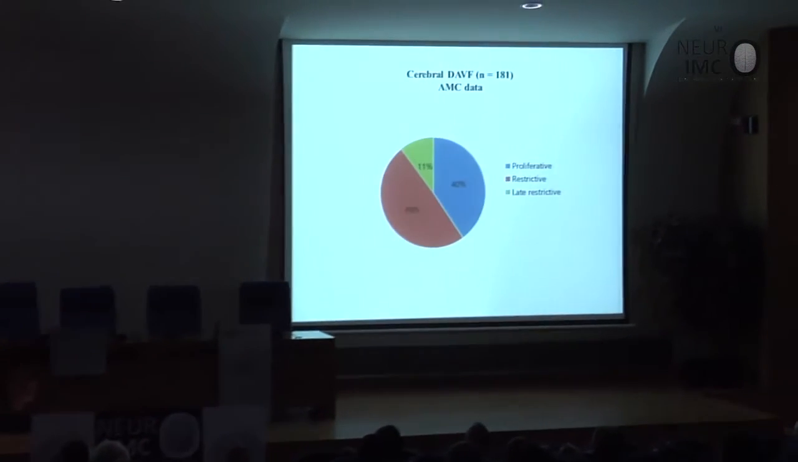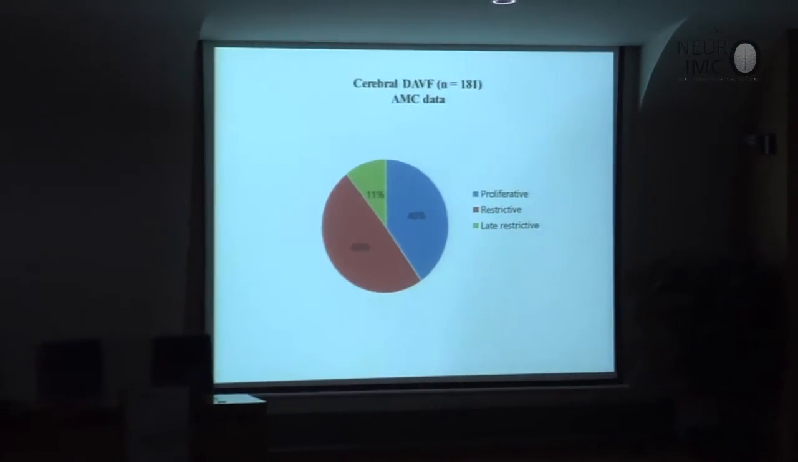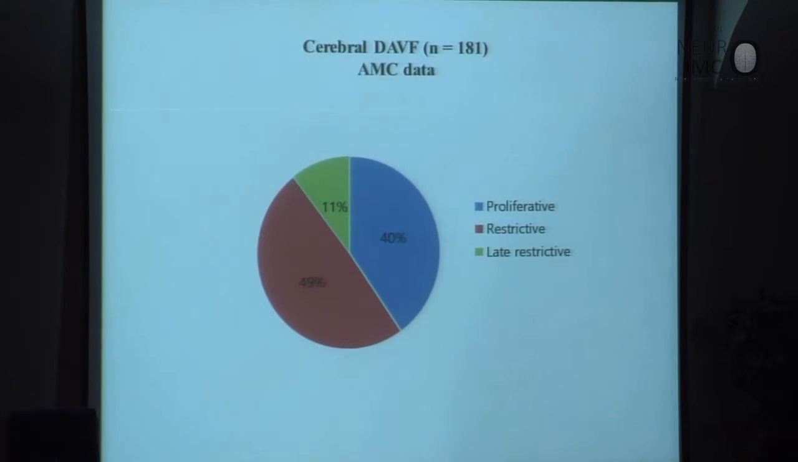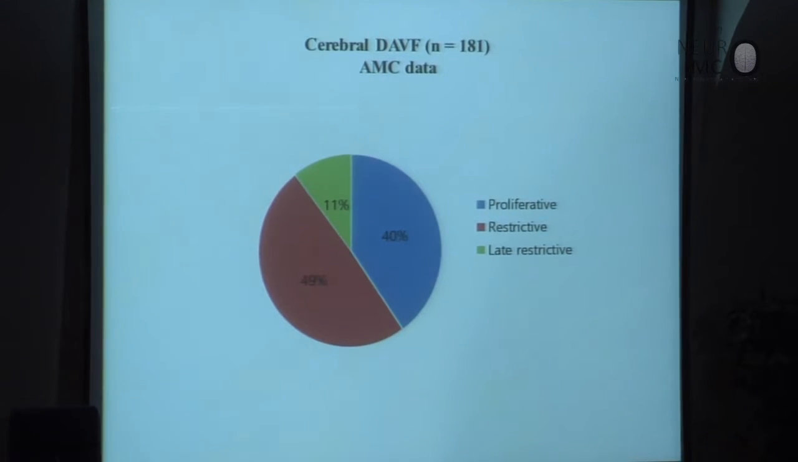When we divide into three phases, as we defined, when there is an occlusion of the antegrade venous drainage, we call this the restrictive phase. That's the most common lesion phase. As you see here, the proliferative phase is 40%, and the less common is the late restrictive phase. It shows stasis of vein of the contrast.